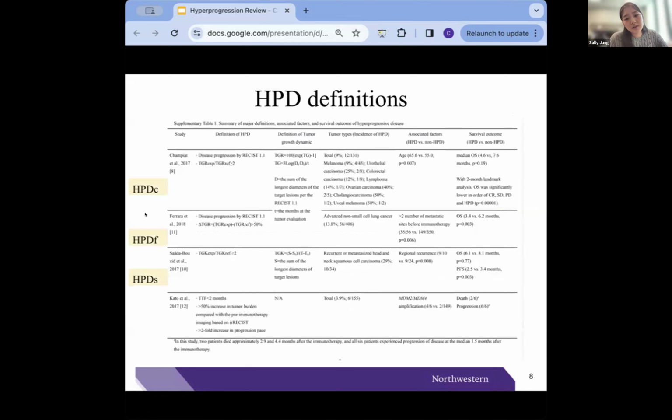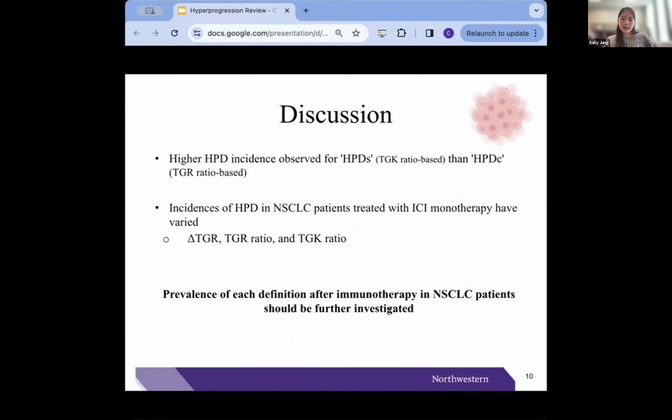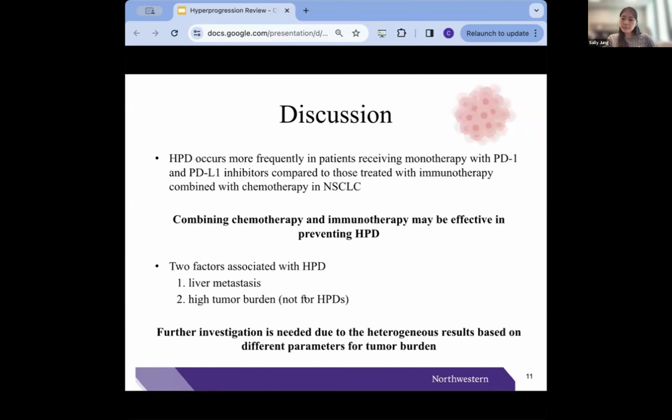So these are the 3 definitions that I just mentioned by Chae, Ferreira, and Sada. Continuing on, these were some discussion points. Incorporating new measurable lesions in treatment response assessment would help with better assessing hyperprogressive disease. The prevalence of each definition after immunotherapy in non-small cell lung cancer patients should be further investigated. Combining chemo and immuno may be effective in preventing HPD. And further investigation is needed into the heterogeneous results based on the different parameters of tumor burden.